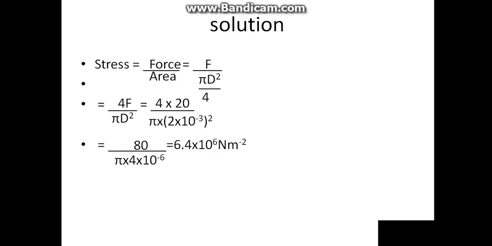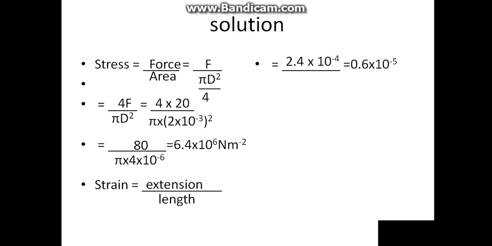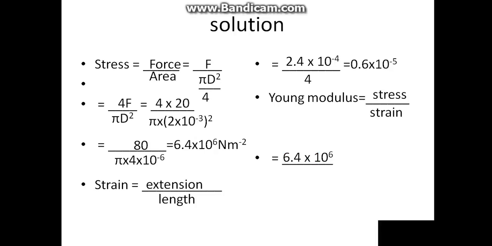Newton per meter squared. Strain is equal to extension over length, which is equal to 2.4 times 10 raised to the power minus 4 all over 4, which is equal to 0.6 times 10 raised to the power minus 4. Young's modulus is equal to stress over strain, which is equal to 6.4 times 10 raised to the power 6 all over 6 times 10 raised to the power minus 5. It will give us 1.07 times 10 raised to the power 11 Newton per meter squared.